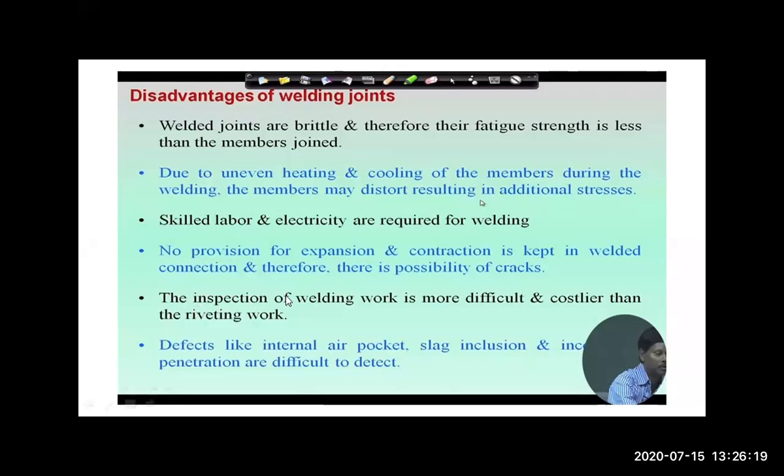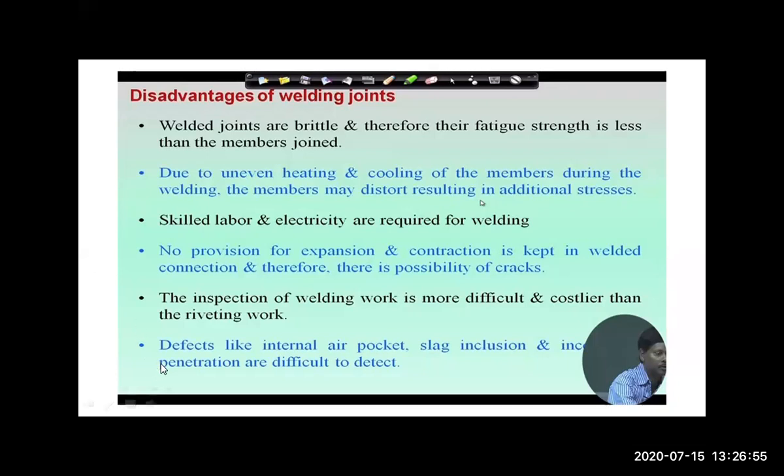Now, the inspection of the welding work is more difficult and costlier than the riveting work. Inspection of the welded work is more difficult, and if we think about the cost, the welded joint is more costly than the other two connections. So that is the disadvantage.